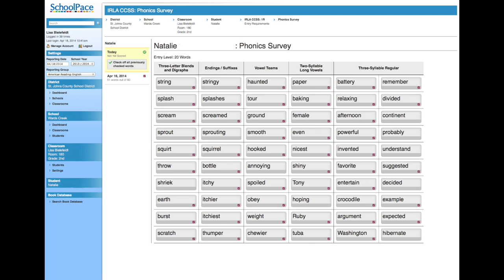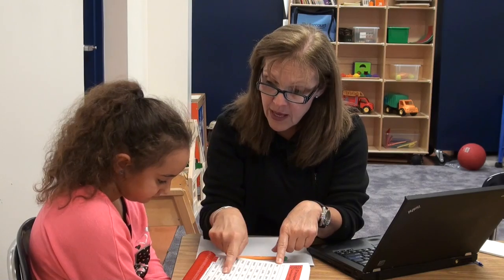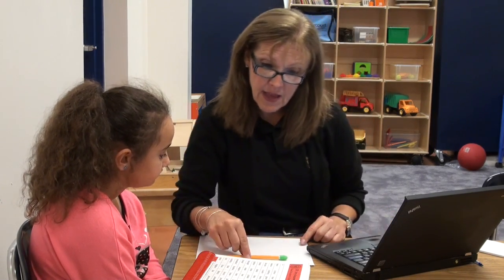So I'm going to now move over to the tricky word section. Those are the sight words. All right, Natalie, you're going to read these words for me. These are sight words in 1R. Again, Natalie, you're going to read down the columns. And as Natalie is reading, I'm going to be counting what she has gotten correct, checking it off in IRLA. And the entry level for this is 30 words correct out of the 60 on the page.